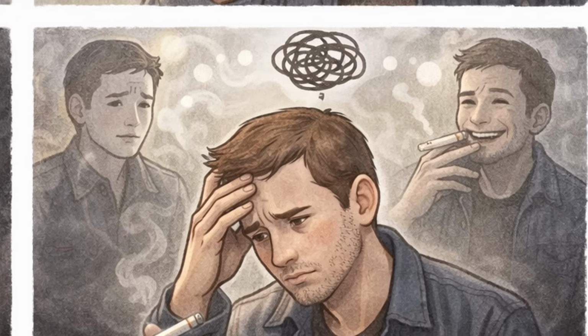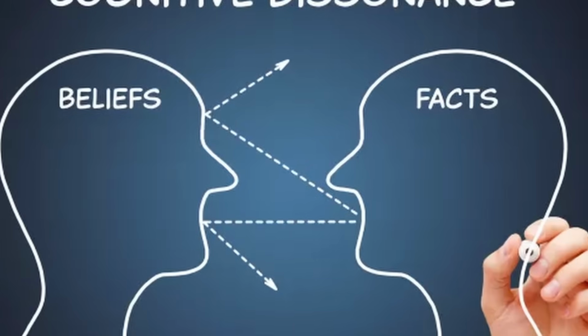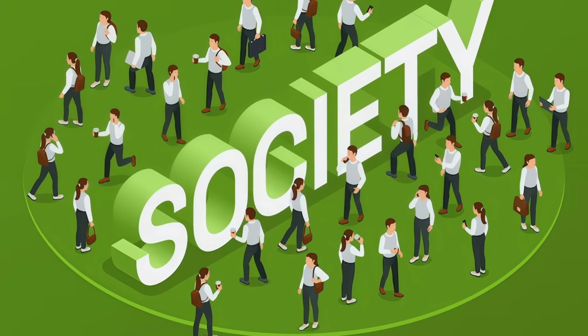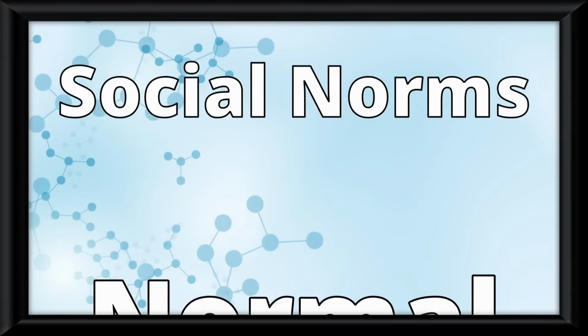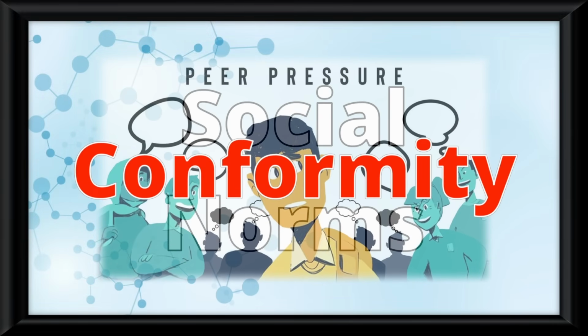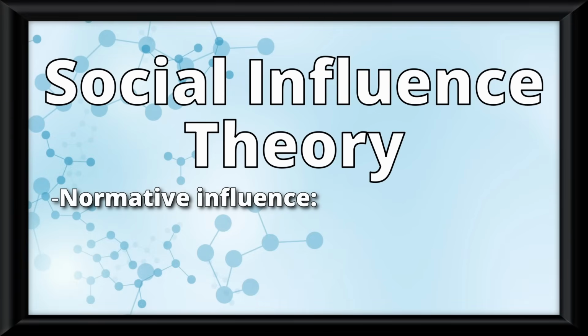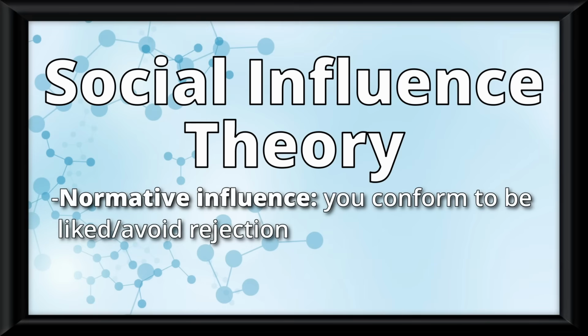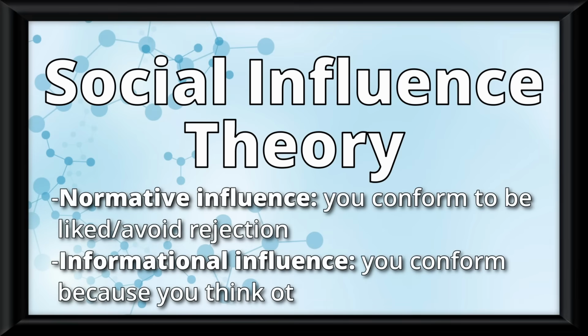Lots of people can agree smoking is bad for you, yet many people still do it, meaning their behavior is different from their beliefs. Society is a strange place. Basically, the things we consider normal in society are called social norms. Following these norms because of group pressure is called conformity. The social influence theory says that social pressure can have a normative influence, meaning you conform to be liked or avoid rejection, or have an informational influence, where you conform because you think others are right.